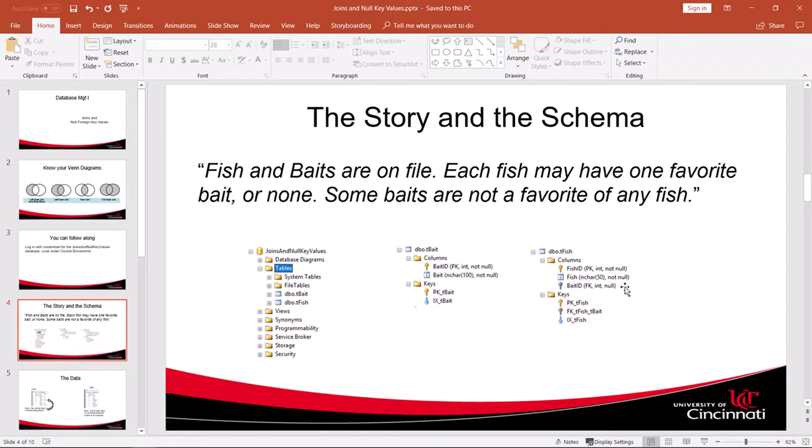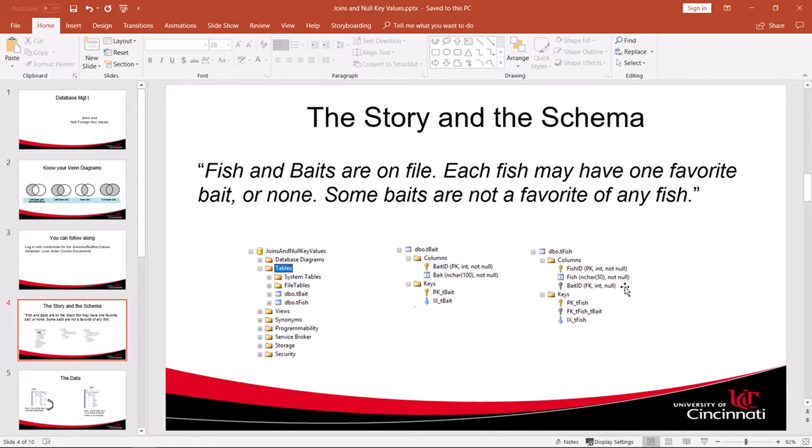Also in the fish table is a foreign key called bait ID that relates to or connects to a row in the bait table. We have a foreign key primary key relationship. The primary key is in the bait table called bait ID. The foreign key is in the fish table, also called bait ID.